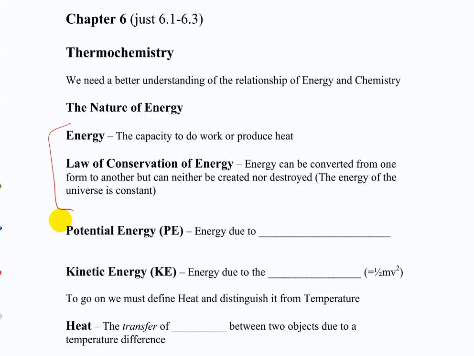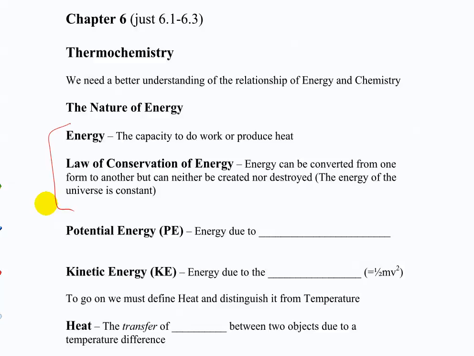I can transfer heat from me to something else, then I've transferred energy to something else. And from a chemistry standpoint, from an everything standpoint, we have this law of conservation of energy. Energy can only be converted from one form to another. So you can take heat energy and turn it into work energy, or work energy and turn it into heat energy. You can transfer it from one place to another, but you can't create it or destroy it. The energy of the universe is constant, at least in chemical reactions.